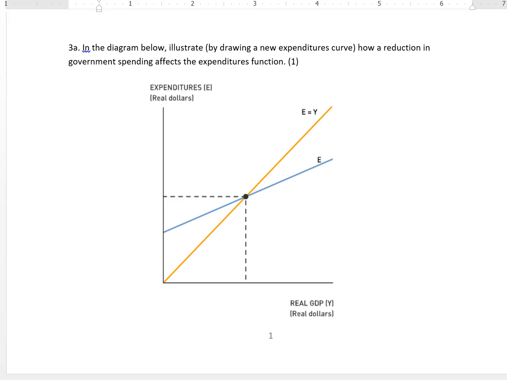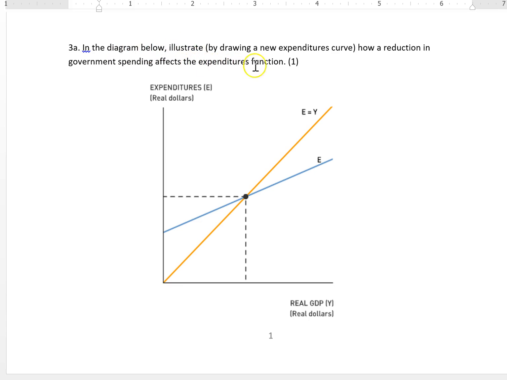This is the explanation for question number 3 in practice problem set number 3. In this one, we're looking at spending and income. And when I say income, I'm talking about income and real GDP in the same way. So let's take a look at this. In the diagram below, illustrate how a reduction in government spending affects the expenditures function.